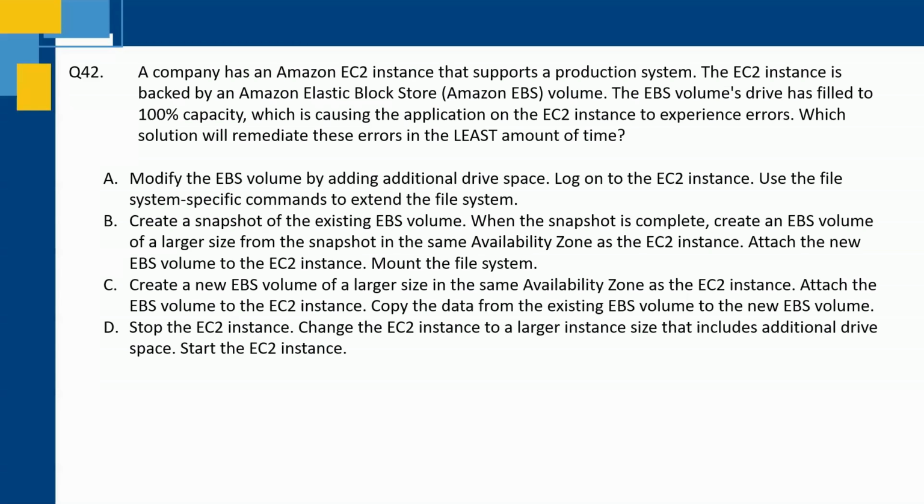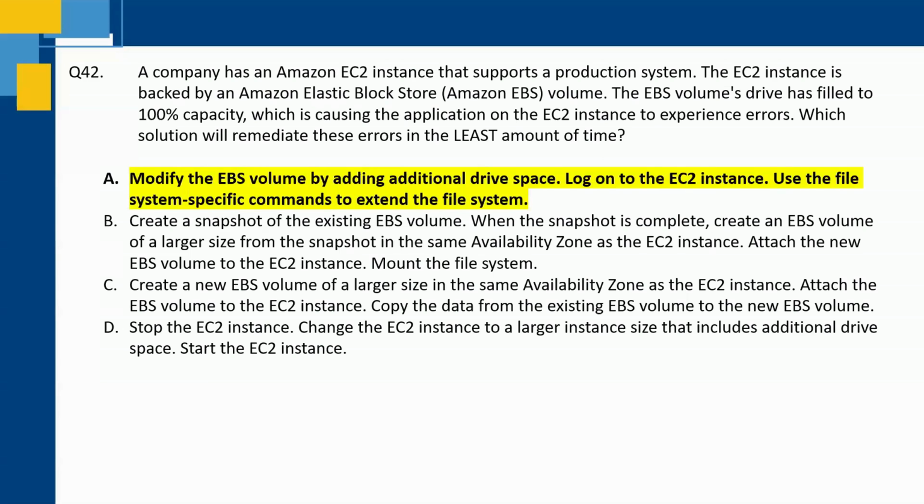Now, Amazon EBS supports elastic volumes, which means you can dynamically increase the size of an existing EBS volume without downtime. After increasing the size from the AWS Management Console or CLI or API, you simply resize the file system inside the OS. This approach avoids creating snapshots, attaching new volumes, or stopping the EC2 instance. So it is the fastest and least disruptive, which is the key requirement in this question.